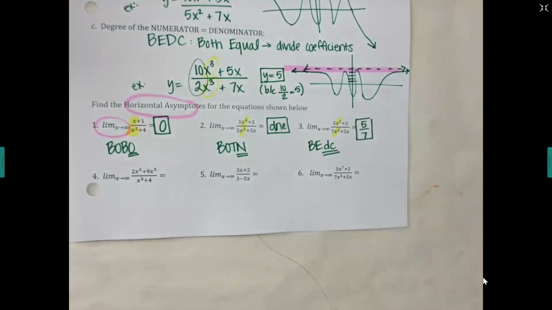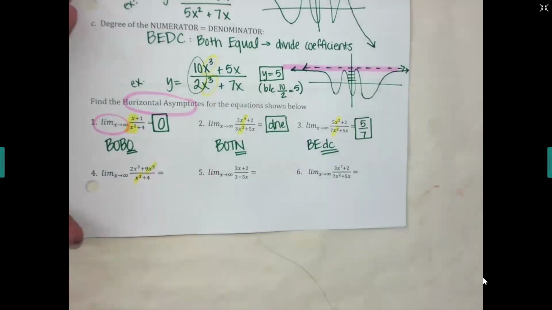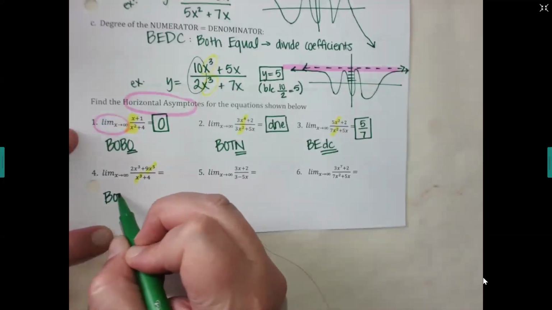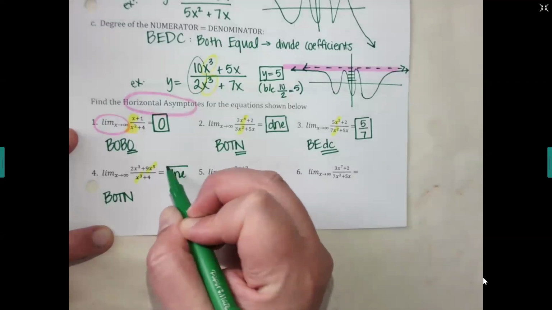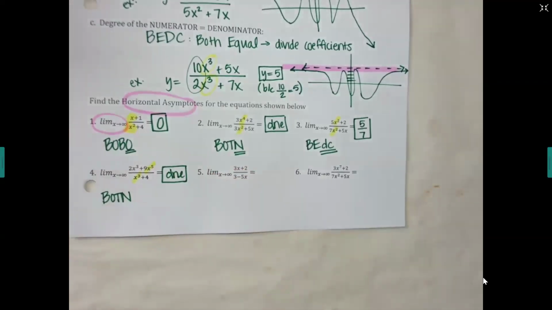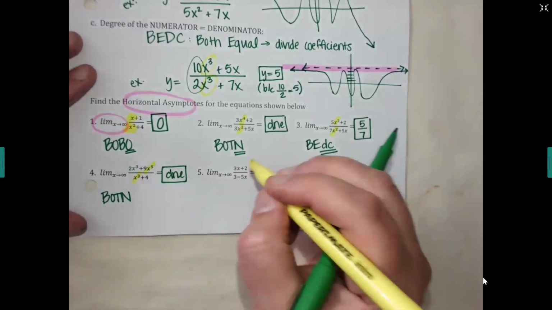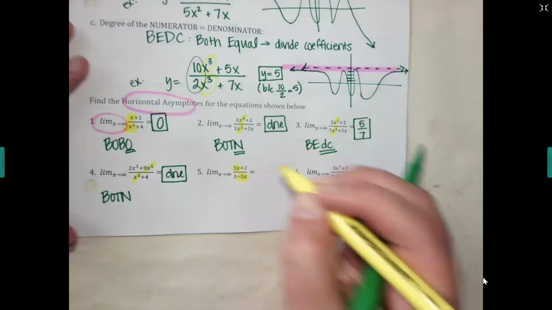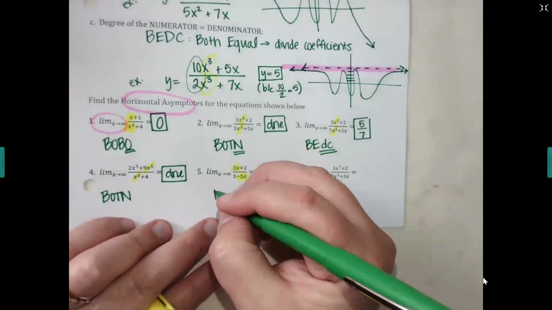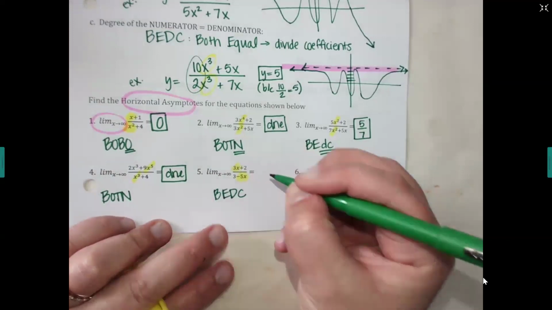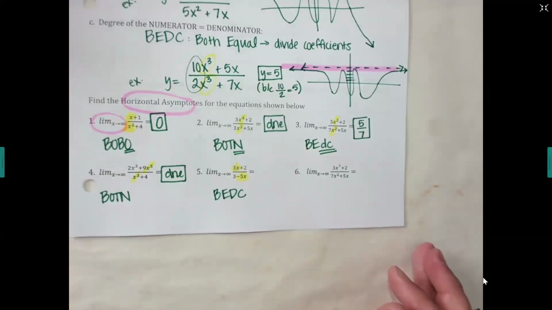Okay, number 4, we're looking for the biggest power on top, biggest power on bottom. What's the biggest power on top? Good, now notice they didn't come in order this time. Okay, but x5 versus x3, is that a bobo, a bottom, or a Betsy? Bottom means it's DNE, very good. Okay, next one, bobo, bottom, or Betsy? Betsy. Okay, so I have a 3x and a negative 5x. Very good.